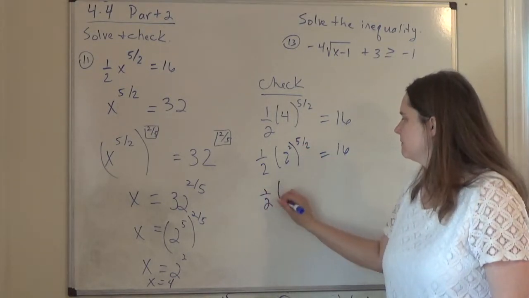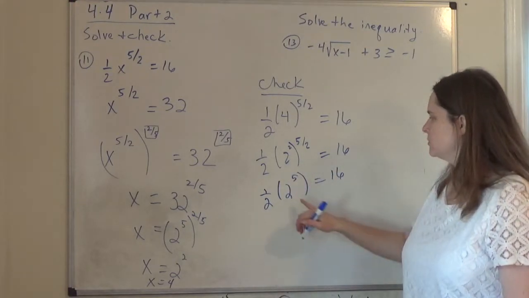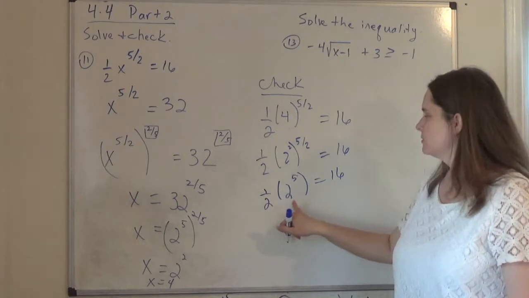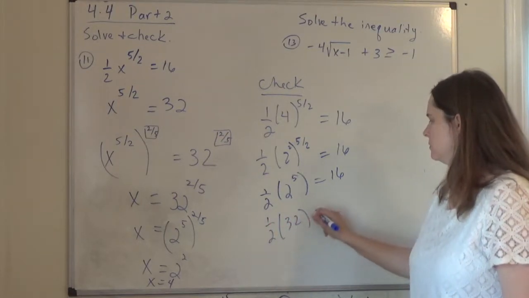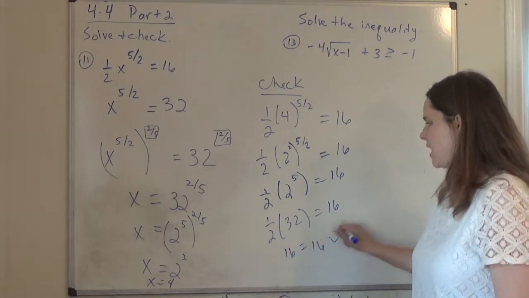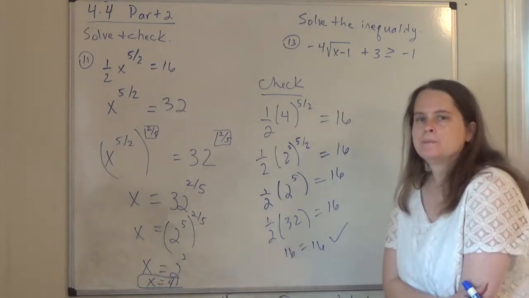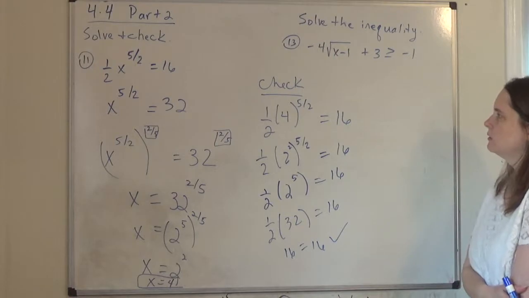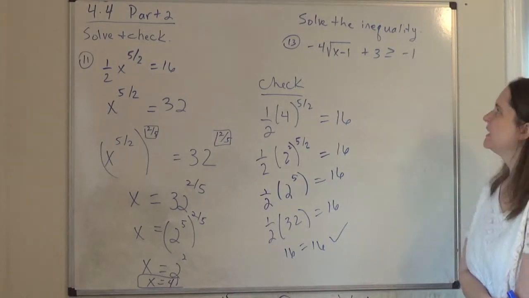So I've got 1/2 times 2 to the 5th. 2 to the 5th is 32. So 1/2 of 32. Half of 32 is 16. So it does check. My answer is x equals 4. Alright, so that is number 11. I'm going to go down to number 13 next.